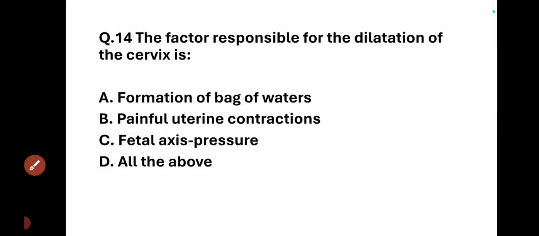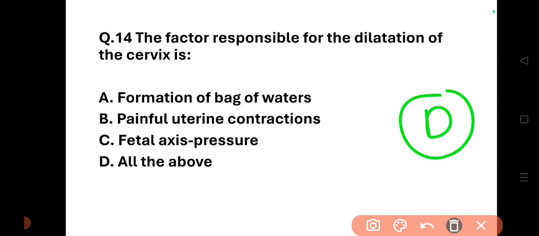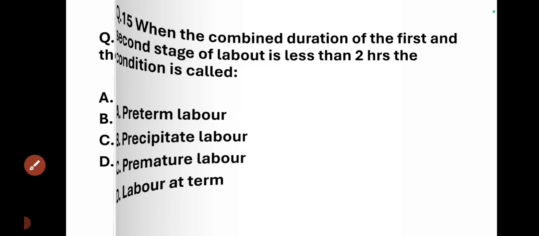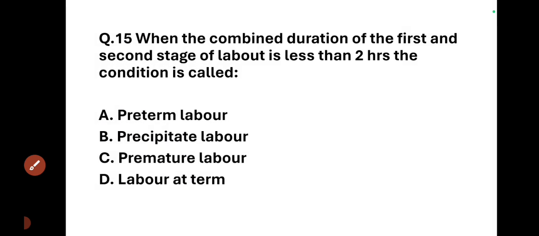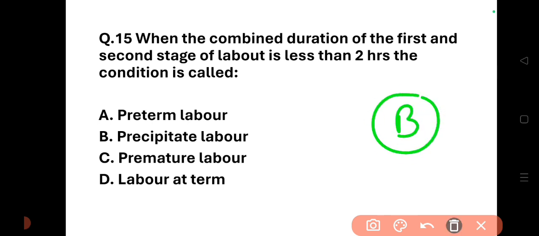Question number 14. The factor responsible for the dilatation of the cervix is? Right answer is option D, all of the above: formation of bag of water, painful uterine contractions, and fetal axis pressure. Question number 15. When the combined duration of the first and second stage of labor is less than 2 hours, the condition is called? Right answer is option B, precipitate labor.